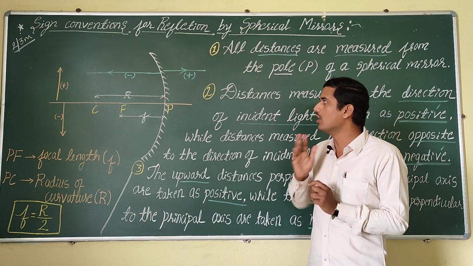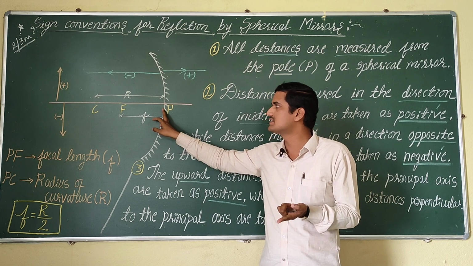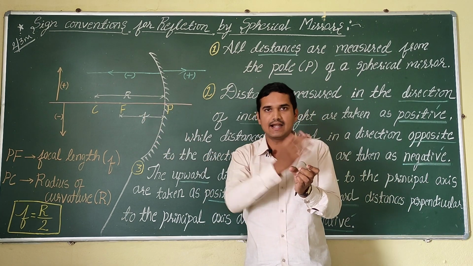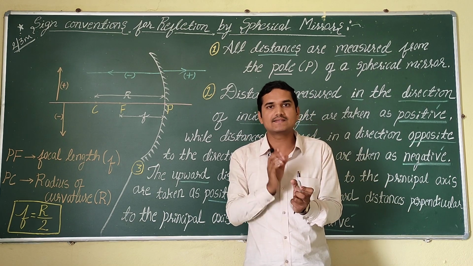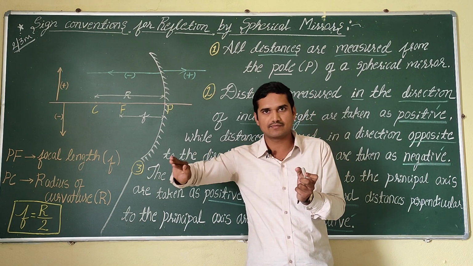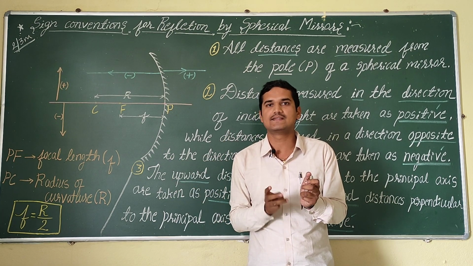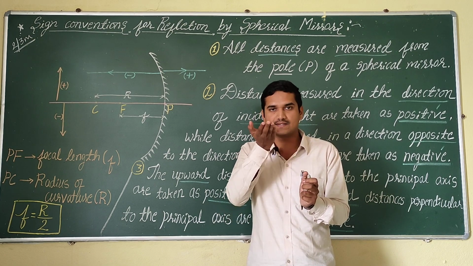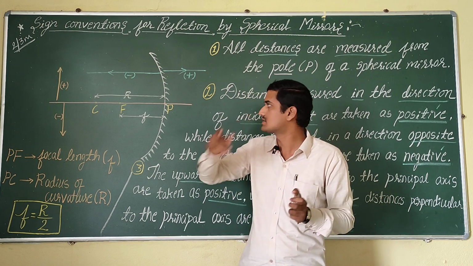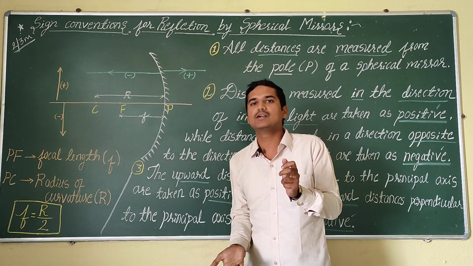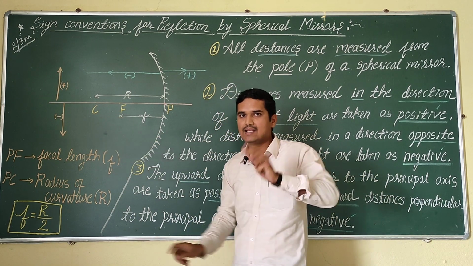The first point says that all the distances should be measured from the pole. The second sign convention says that the distances measured in the direction of the light are taken as positive, and the distances measured in the opposite direction of the light should be taken as negative. And the third point says that the upward distances perpendicular to the principal axis should be taken as positive, and the downward distances perpendicular to the principal axis should be taken as negative. I will tell you a simple example.